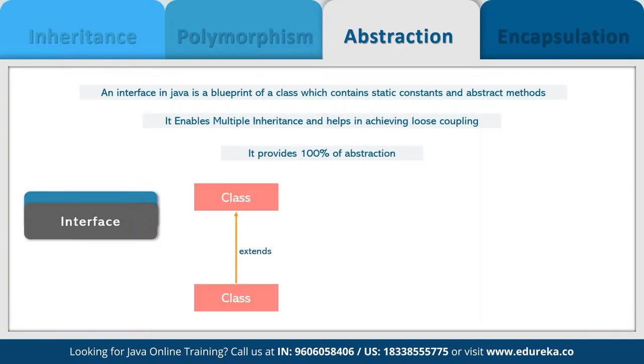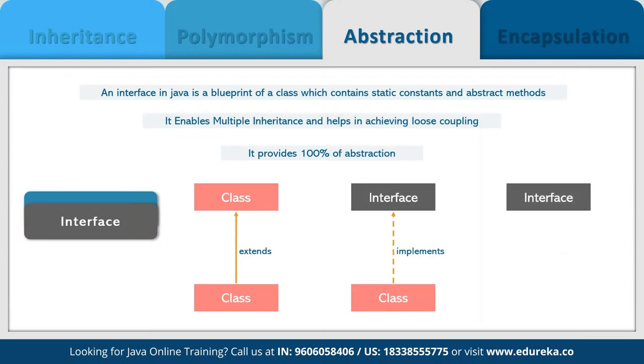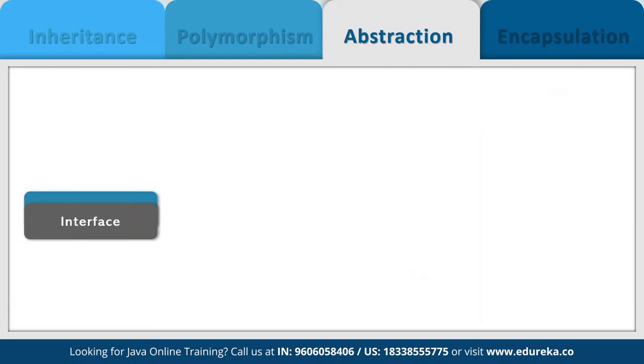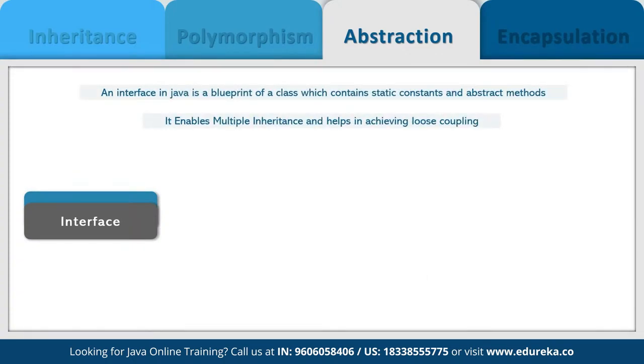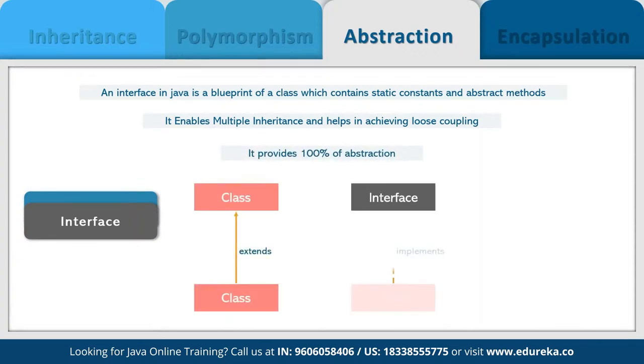Okay, it provides 100% abstraction. So what does it mean? An interface cannot have non-abstract methods, right? A class extends another class, a class implements an interface, right? That is what we have seen. Reptiles implements the IAnimal interface, right? An interface extends an interface. You can have two interfaces that work as a parent and child relationship, okay? What is an interface? An interface is a blueprint of a class which consists of static constants and abstract methods.